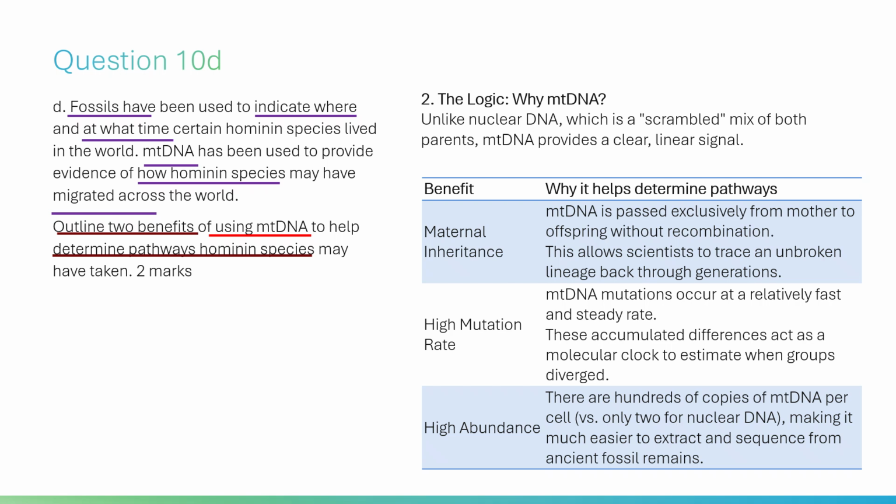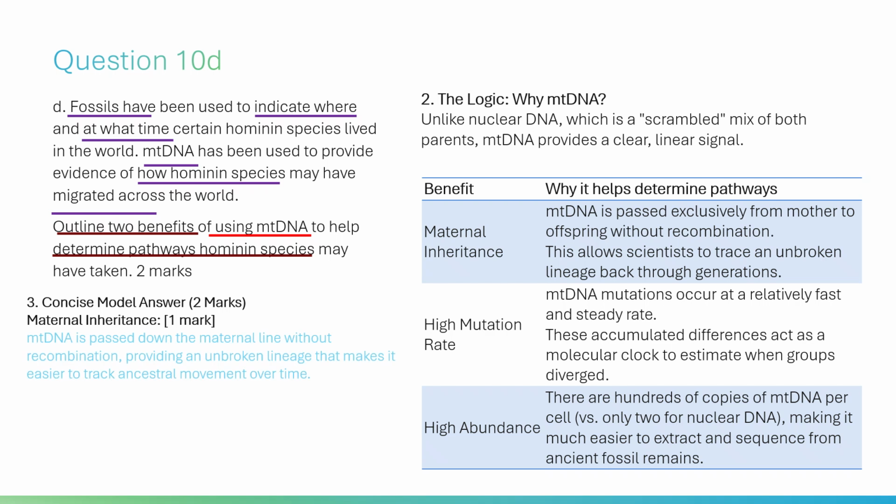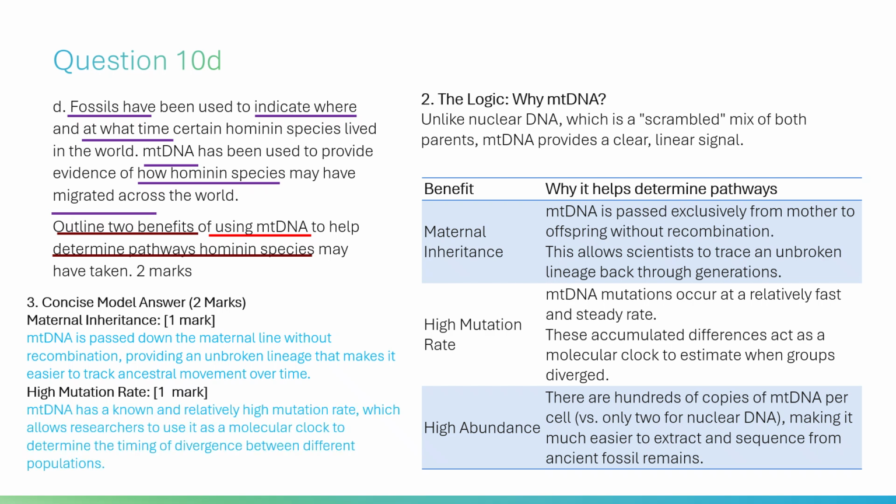3. Concise model answer, 2 marks. Maternal inheritance. mtDNA is passed down the maternal line without recombination, providing an unbroken lineage that makes it easier to track ancestral movement over time. High mutation rate. mtDNA has a known and relatively high mutation rate, which allows researchers to use it as a molecular clock to determine the timing of divergence between different populations.